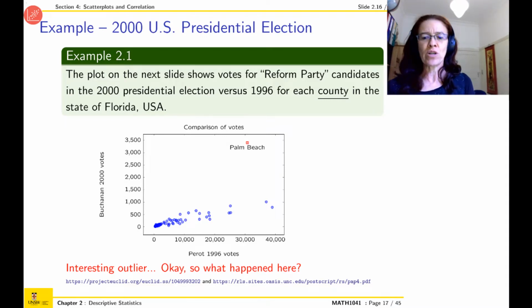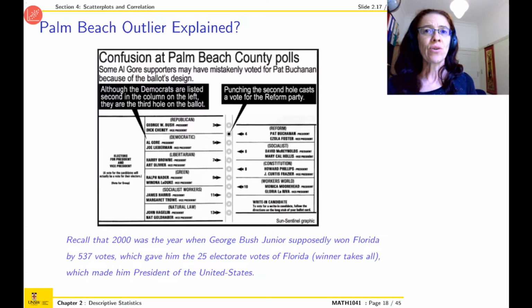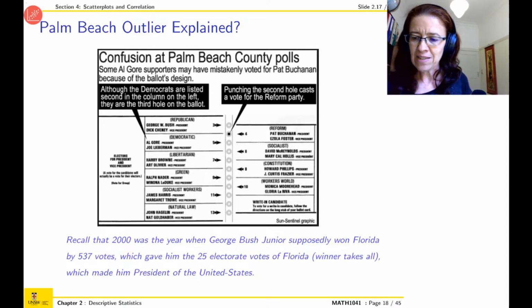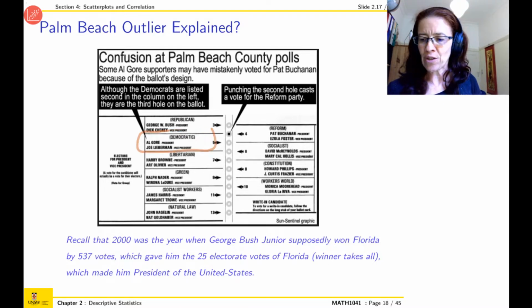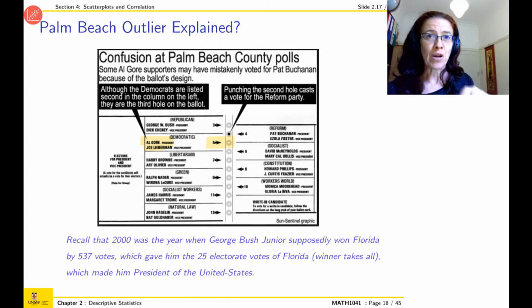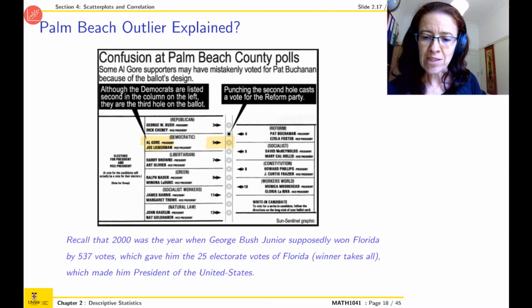So this raised a question. You see this graph and wonder what happened in Palm Beach. It turns out that in the US, every county has its own ballot on which you vote, and this is the one from Palm Beach. The Democratic candidate who was expected to get more votes was Al Gore. Al Gore is second in that column, but to vote for him, you actually need to punch the third hole, whereas Buchanan, the Reform candidate, corresponds to the second hole.